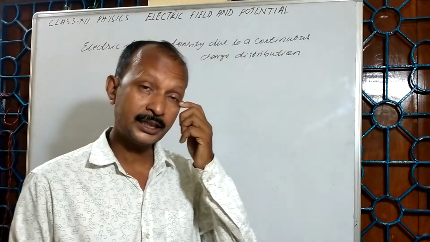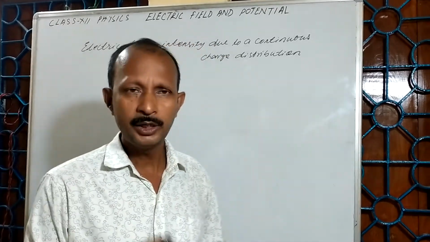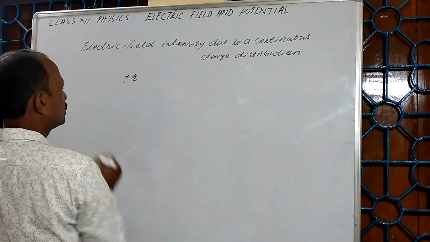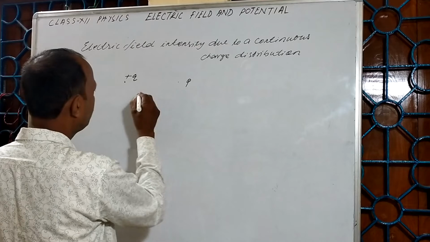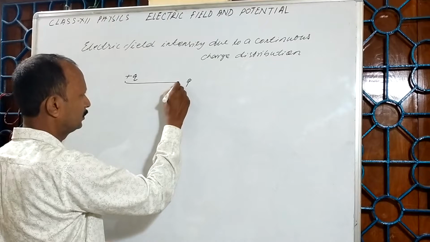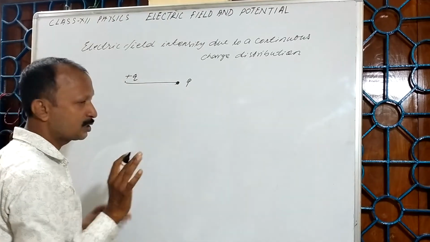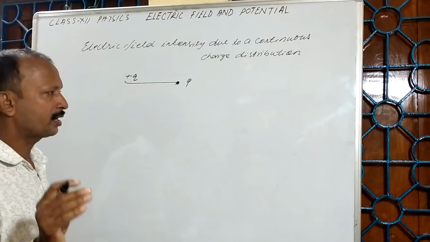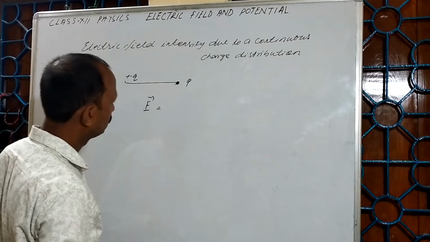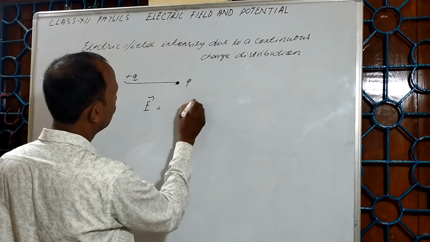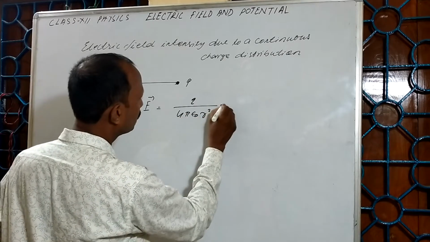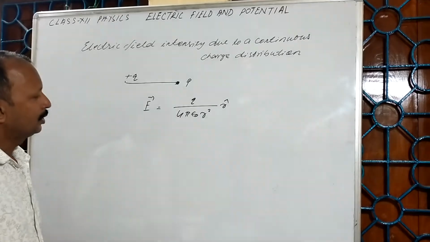When I explained electric field intensity at a point due to a point charge, I might have said this. Suppose this is the plus Q charge. Here is a point P. I want to find the electric field intensity at this point. The formula I used is E is equal to Q upon 4 pi epsilon naught R square.